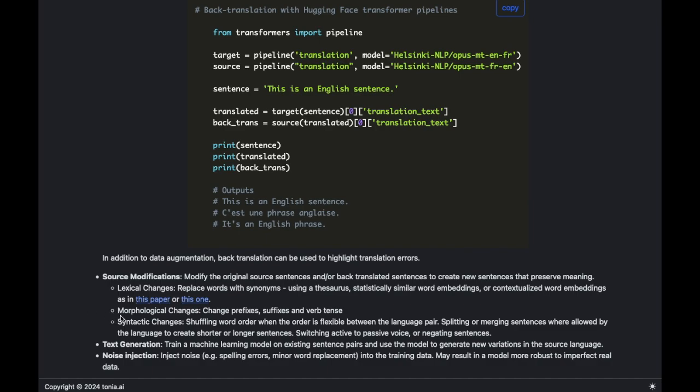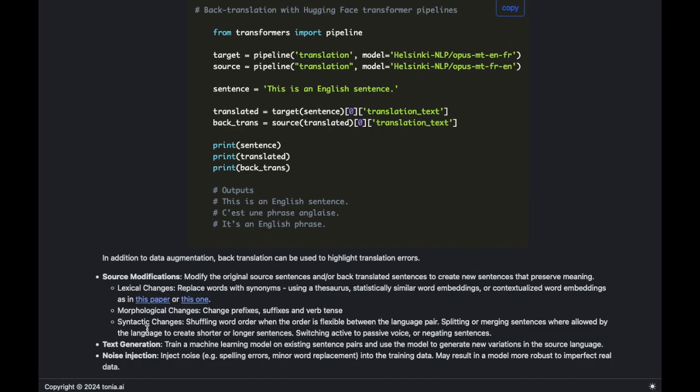We also have the ability to perform morphological changes on a sentence. So that would be things like changing the prefixes, suffixes, and tense of a verb. So you can imagine taking a sentence that is in present tense and creating the same sentence in past tense or future tense, or changing prefixes and suffixes as they relate to the tense of the sentence to help build up a set of input sentences that are similar but show more meaning across the language.